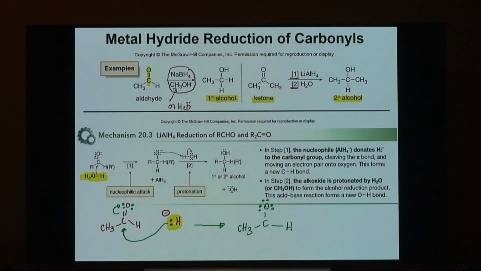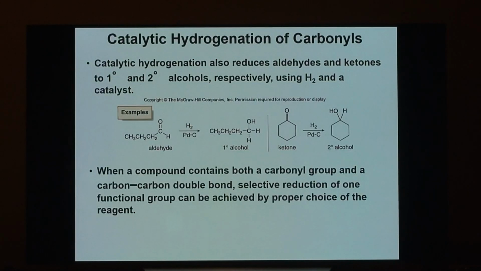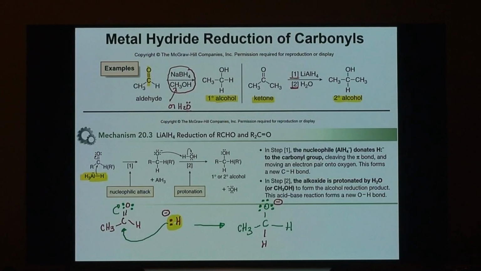And see what I added? I added a hydrogen here. This is the hydrogen of the hydride. This is the hydrogen that added. Of course, I will have a negative charge on the oxygen. And this is why I need a solvent.